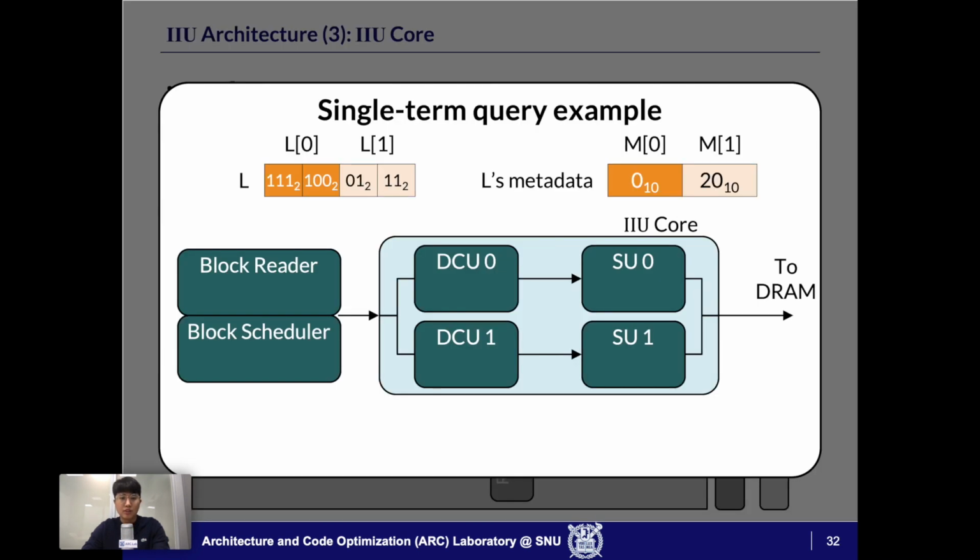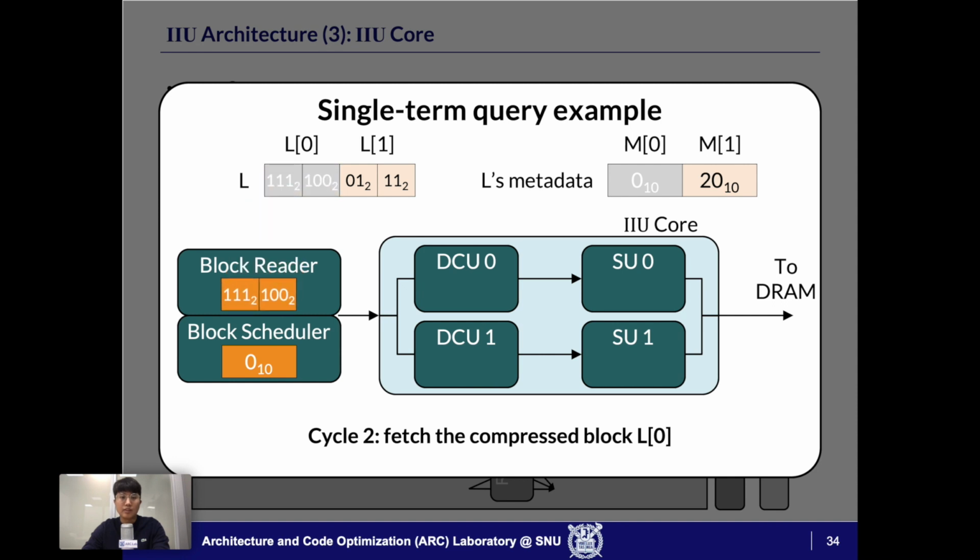Let's use a singleton query example to show how 2U handles the search query. Suppose there are list L and list L' metadata lists. To simplify the example, we assume that our operations take a single cycle. In cycle 1, the block scheduler gets M0 metadata from memory.